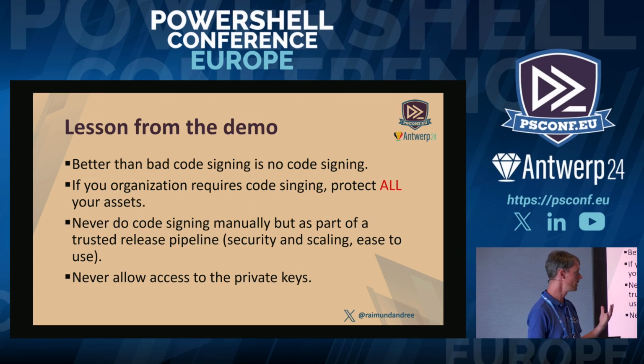So, a software release process with signing should be fully automated to be able to scale and easy to use, right? Because multiple teams usually want to distribute software and are under the requirement of code signing. So it should be something that is very easily accessible without any burden in the process, right? And we will see how this can work later. And of course, never allow access to the private keys.